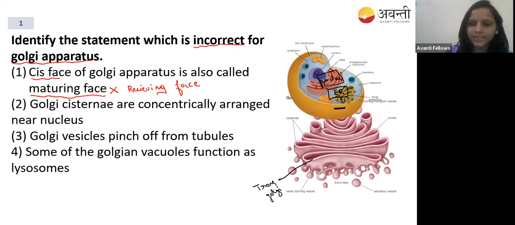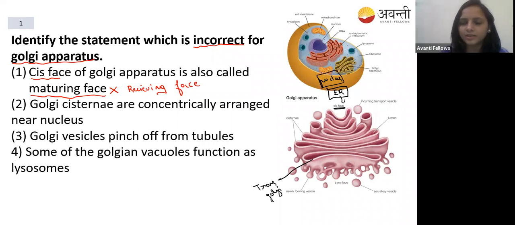Here you can see the diagram of the cell. You can see the nucleus, and after the nucleus the rough endoplasmic reticulum, then the Golgi apparatus. So it is concentrically arranged near the nucleus, which is correct. Coming to the third option: the Golgi apparatus pinches off from the tubules. The Golgi is like a tubular structure, so whenever the protein is to be transported, it pinches off from the Golgi apparatus and is transported as a vesicle. That's why this option is correct.